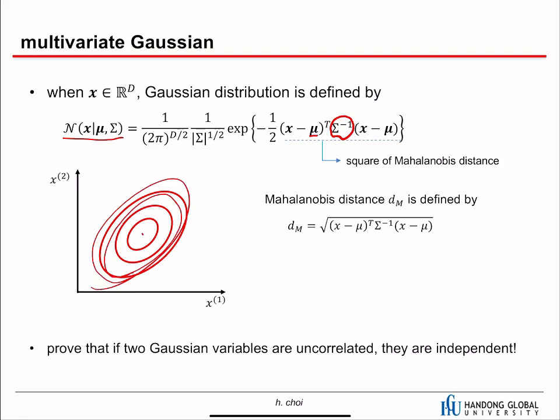So think about this Gaussian distribution in one-dimensional space. It looks like this. So around the mean, we have high probability, and as it goes away from the mean, the probability goes down. So likewise, in the two-dimensional space, this one has the highest probability, and we have a lower probability like this.